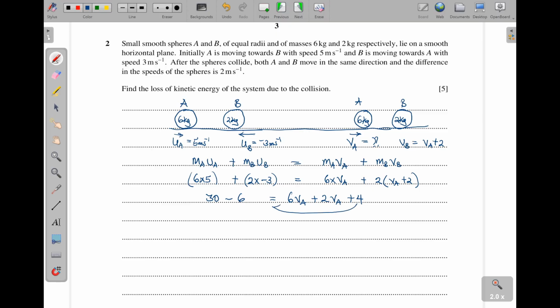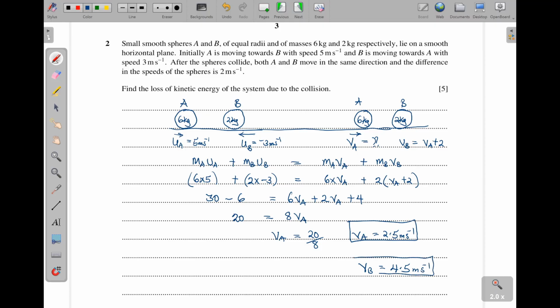And then when I bring this one this side, so first of all, we have 30 minus 6, that is 24. Then 24 minus 4, that will give us 20. And then here we have 8 V of A. That means the velocity of A after collision is going to be 20 out of 8. And when we divide that, we get it as 2.5 meters per second. Okay. Then how about the velocity of B? Velocity of B is going to be this 2.5 plus 2, which becomes 4.5 meters per second.